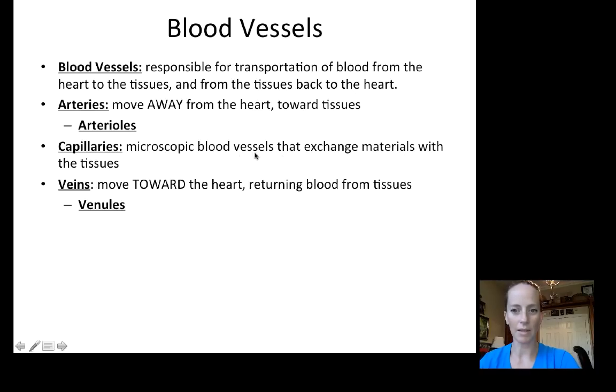Those microscopic blood vessels then exchange materials with the tissues, and we will talk about that exchange in capillary bulk flow. And then from there, they will pick up materials, pick up wastes from the tissues that needs to go back to the heart to be removed by the lungs. And that occurs through the smaller blood vessels, the venules, and then to the larger returning blood vessels, the veins. So venules and veins move towards the heart, returning blood from the tissues.